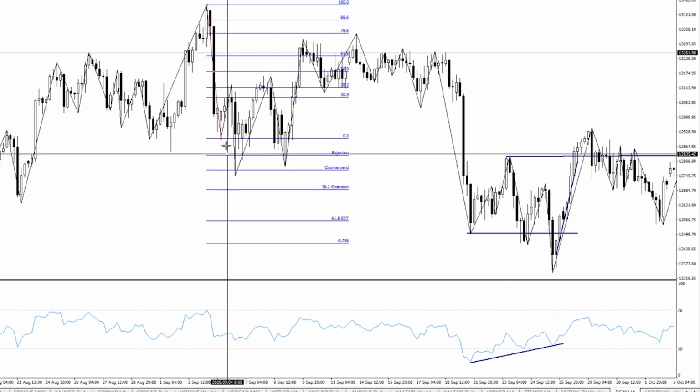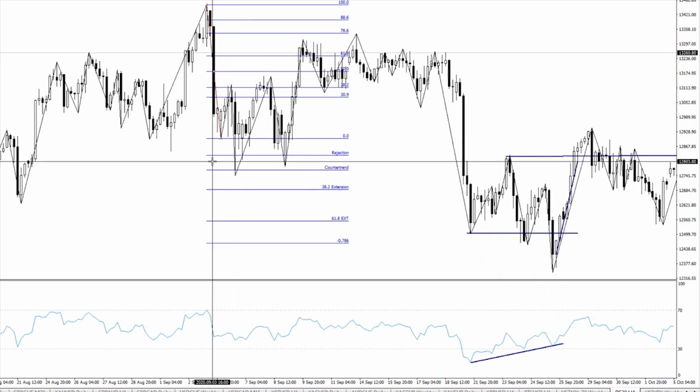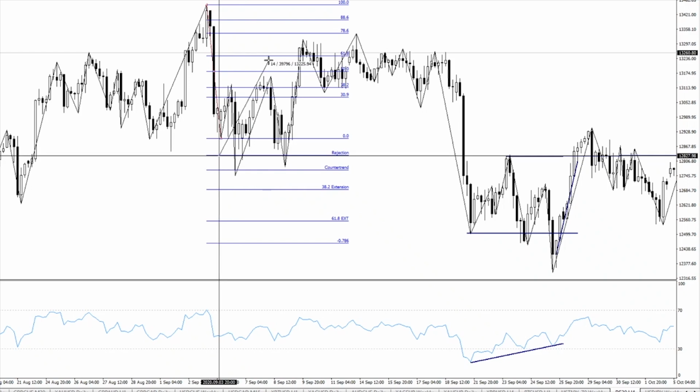Yeah, again this time we came to the counter trend level, but again the trade would be valid. You have your stop down here and your target up there, and it paid out quite nicely.